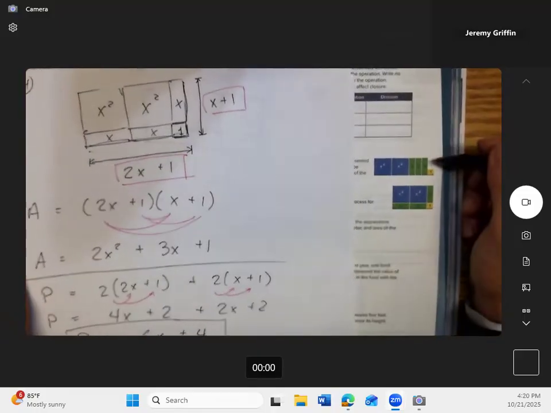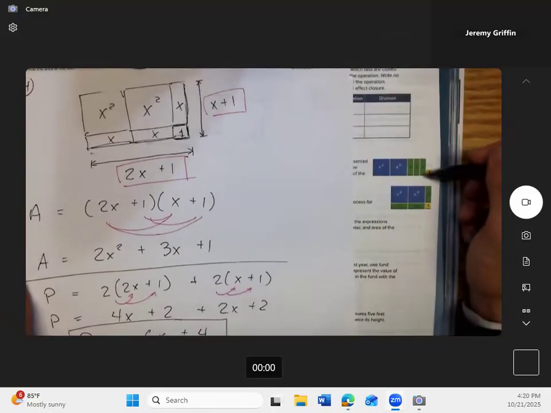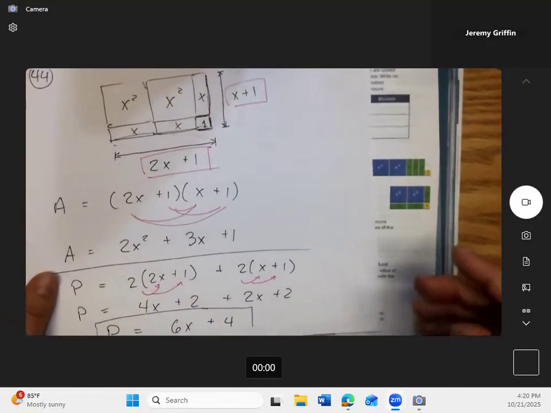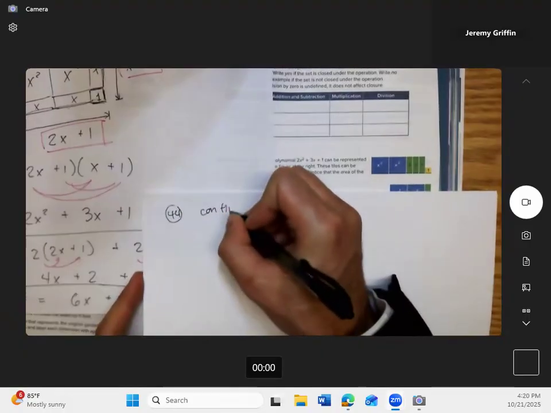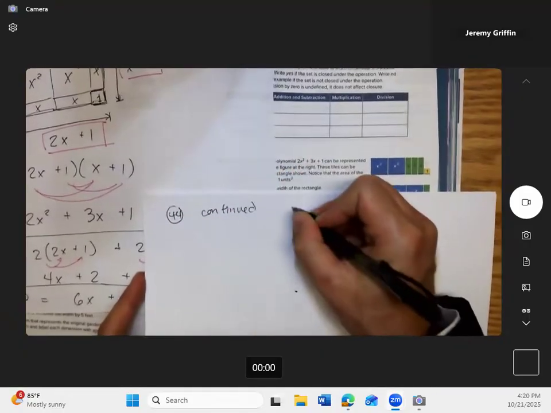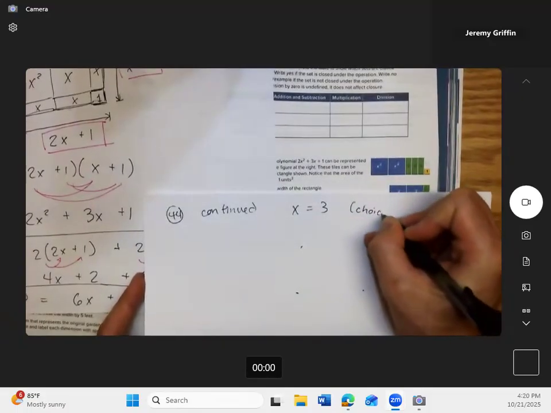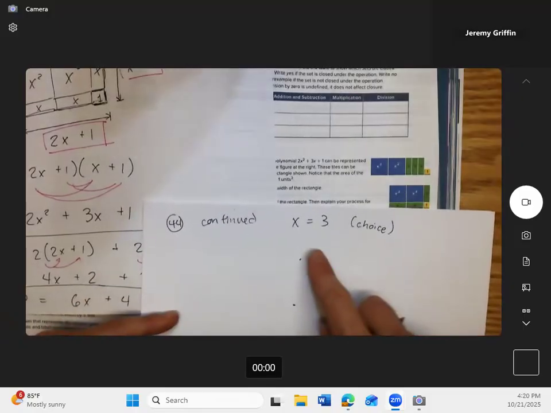Just eyeball this. Do you guys think maybe this green rectangle looks about 3 times as tall as its base? I think it's pretty close. I'm going to call it x equals 3. Okay. So what if this is still number 44? I'm going to say x is equal to 3. Okay, this is your choice. So I didn't get that from anywhere other than kind of made it up.